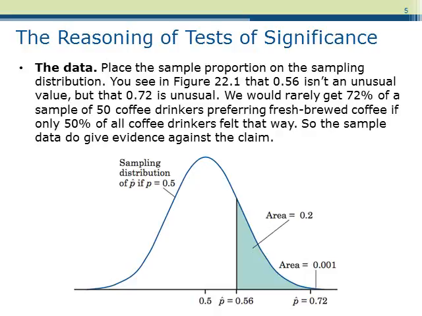Using Table B, we see that about 20% of samples would produce a value of p hat that is 56% or larger if in fact coffee drinkers can't tell the difference. So about 1 in 5 samples would produce such results. This doesn't seem very out of the ordinary. However, only 0.1% of samples would produce a value of p hat that is 72% or larger if in fact the drinkers can't tell a difference. This seems to be strong evidence against the claim.